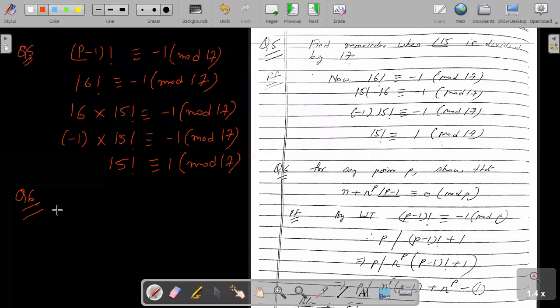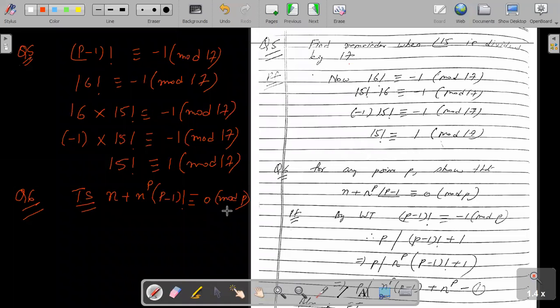So question number 6 says, for any prime p, show that n plus n raised to power p into p minus 1 factorial is congruent to 0 mod p. Any idea, बच्चे? Any hint how we should solve this? अगेन यहाँ से आपको कोई हिंट मिल रहा है?